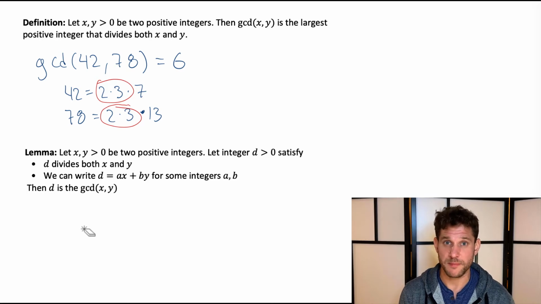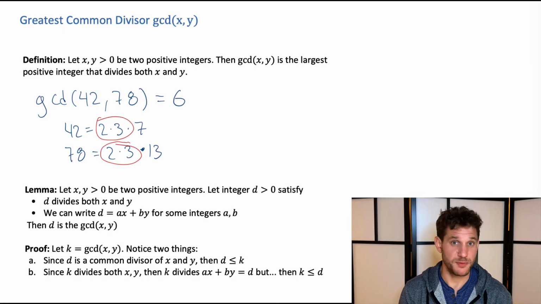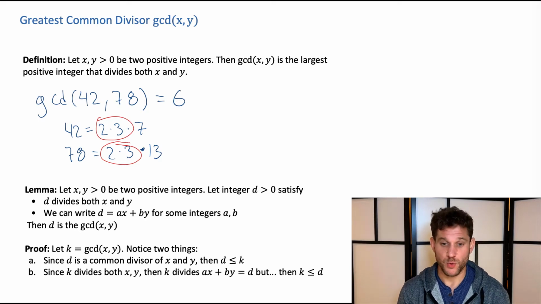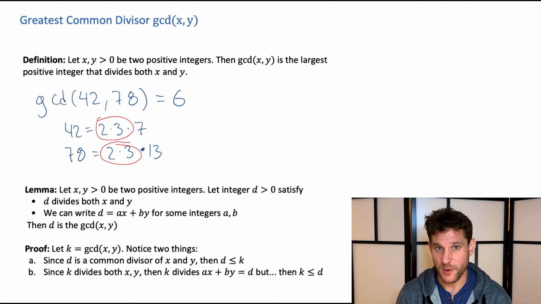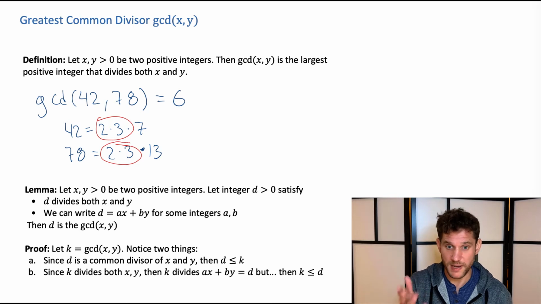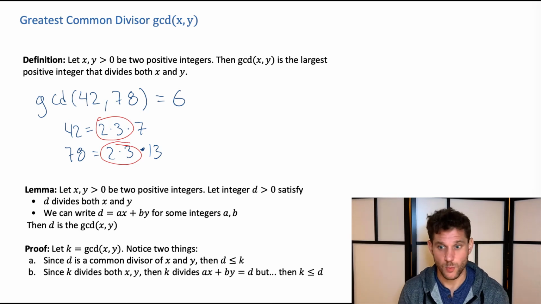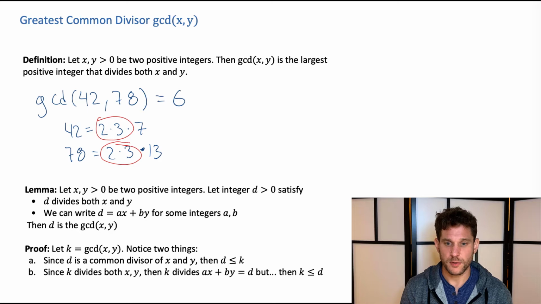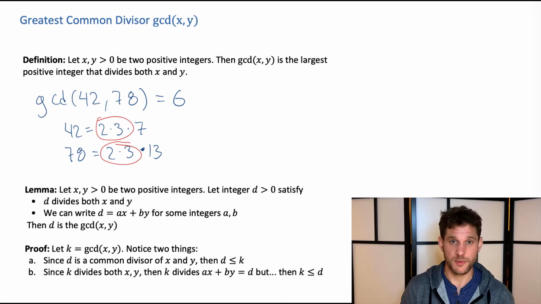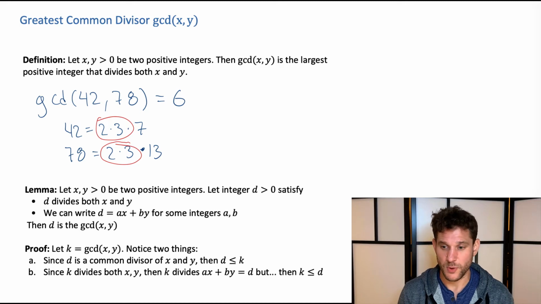We can actually prove that. The proof of this lemma is really beautifully simple. It requires making two observations. First, let k equal the greatest common divisor of x and y. Notice that d is a common divisor of x and y by assumption. It divides both x and y. Therefore, d has to be less than or equal to k, because k is the largest common divisor of x and y. So I have the inequality d is less than or equal to k.